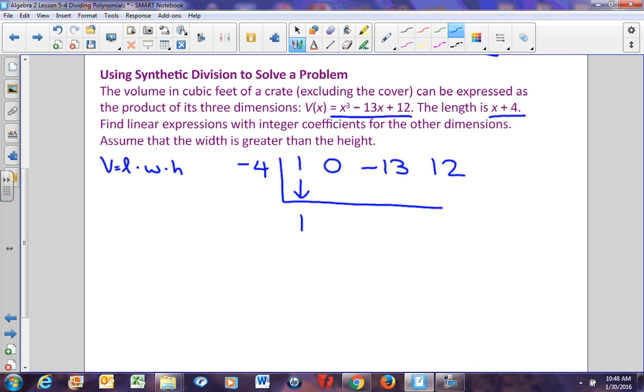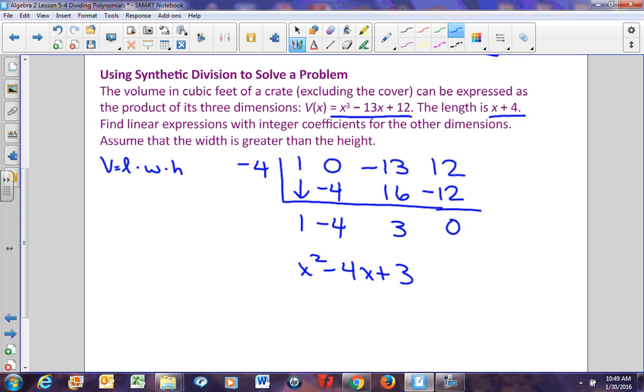1 times negative 4 is negative 4. Negative 4 plus 0 is negative 4. Negative 4 times negative 4 is positive 16. Negative 13 plus 16 is 3. 3 times negative 4 is negative 12. There we go. I knew it had to be a linear factor. It wasn't going to be a linear factor the other way. Okay. So now I have x squared minus 4x plus 3.